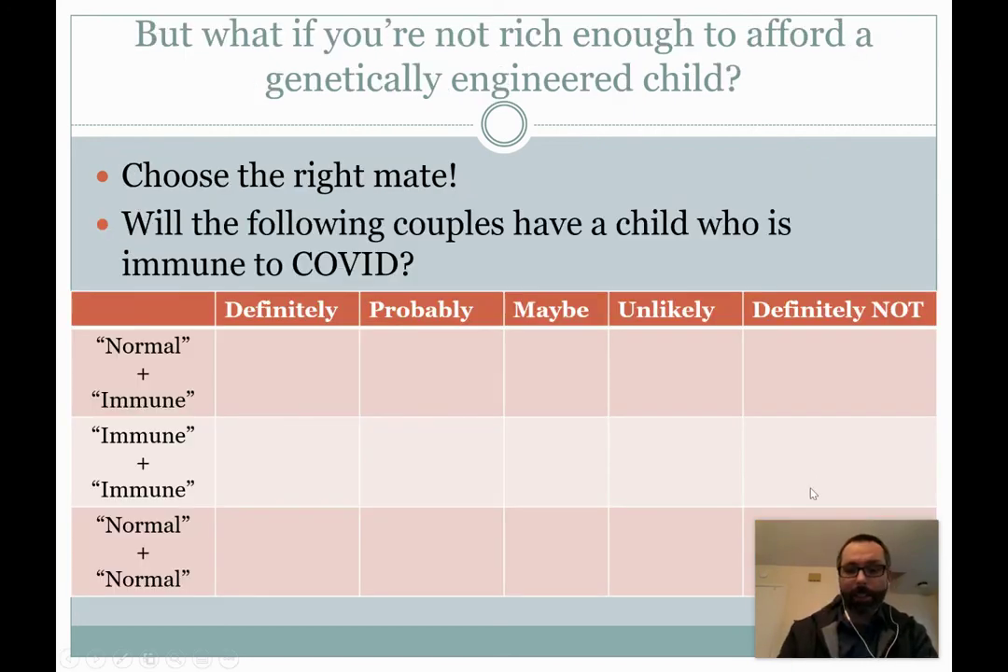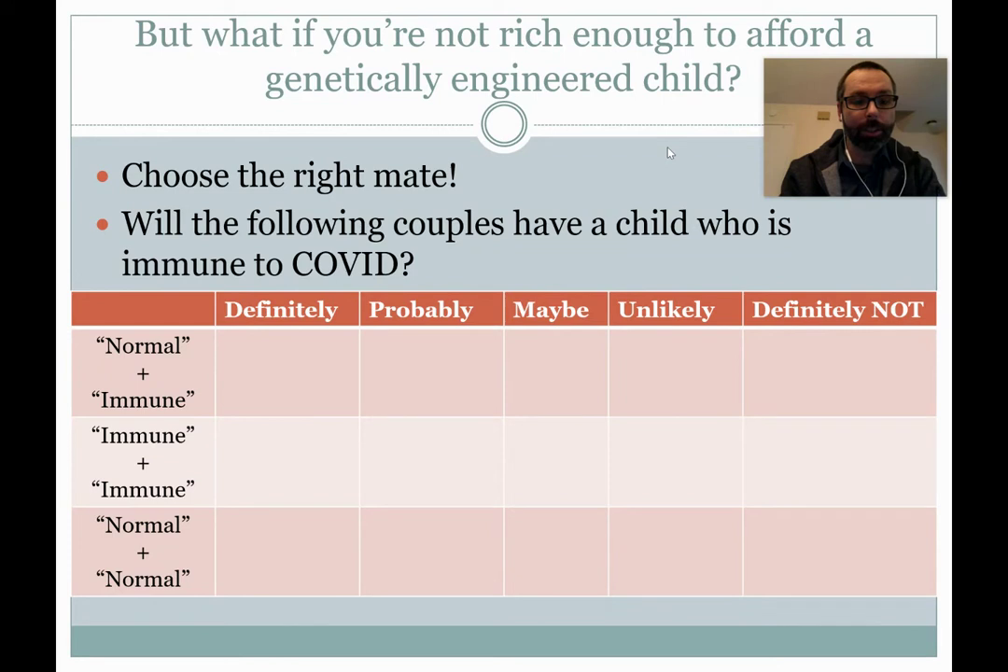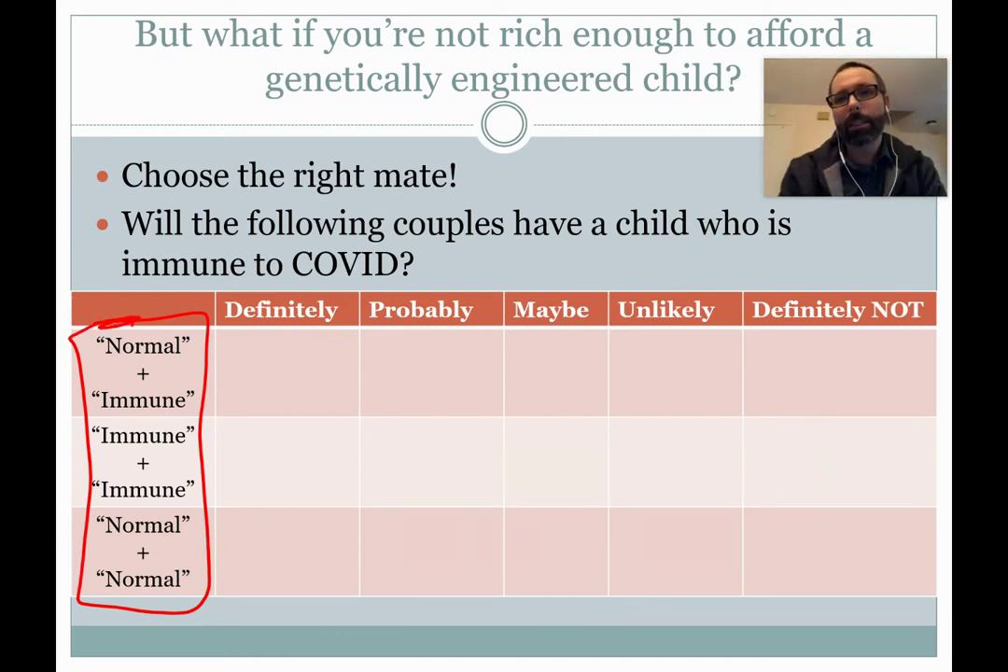So finally, that leads us back to this question. What if you can't afford to genetically engineer your child? Do you really want to have a kid who's immune to COVID? Well, there were all these different possibilities of combinations. But now we know that these phenotypes are not everything you need. You can't determine it just by phenotype, by looking at people.